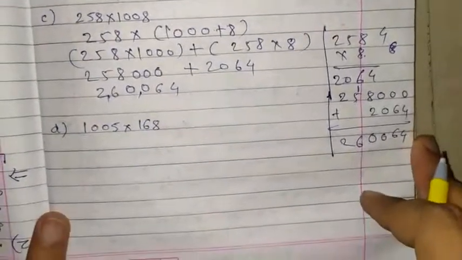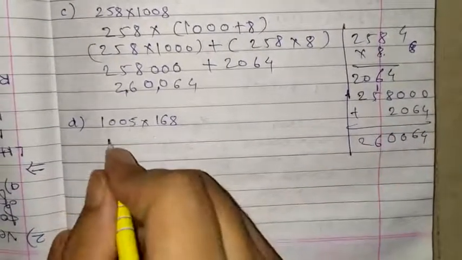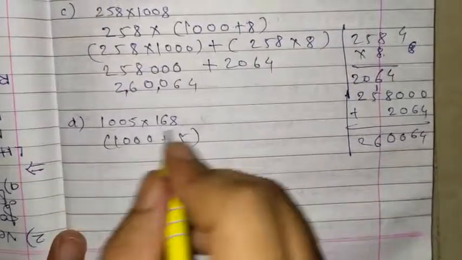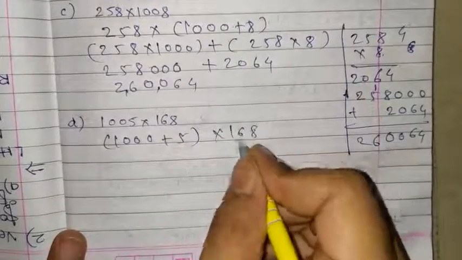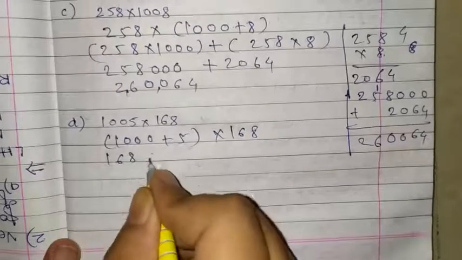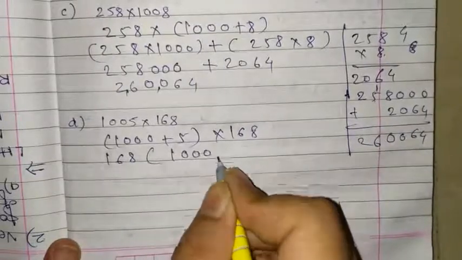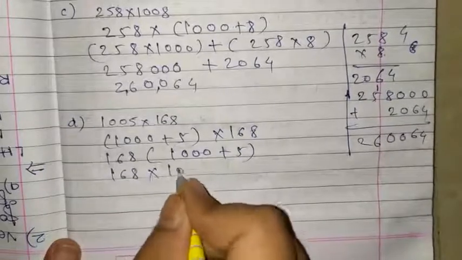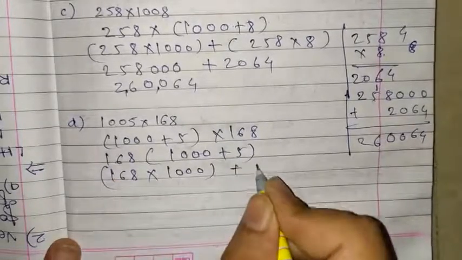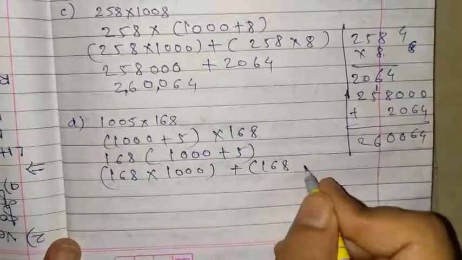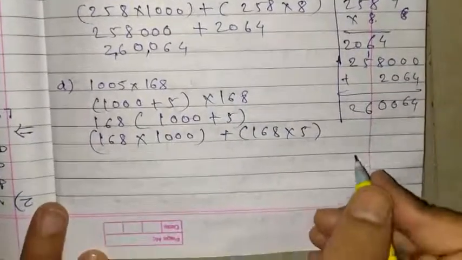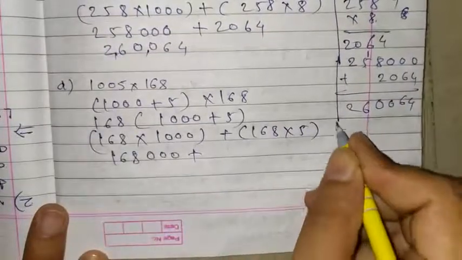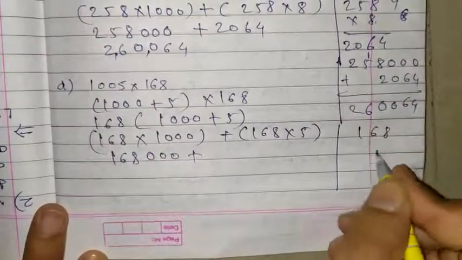Now going into the last question D. Here you write 1000 plus 5, that is nothing but 1005, into 168. You can change their order. Now you do 168 into 1000 plus 168 into 5. Got that? 168 write as it is, three zeros, plus. Now you use that number, 168 into 5.